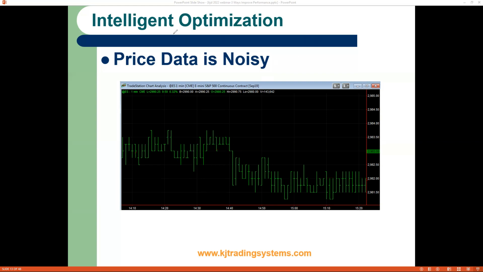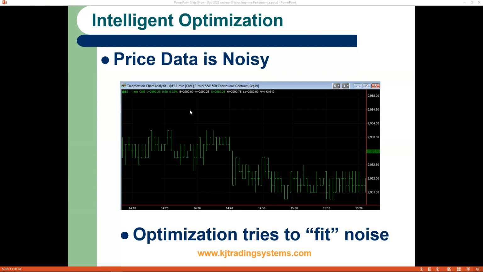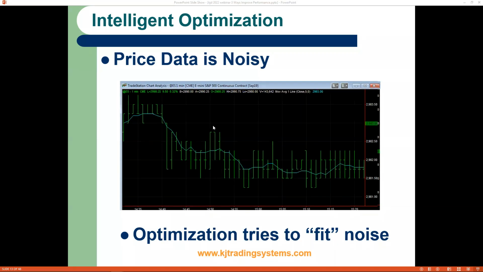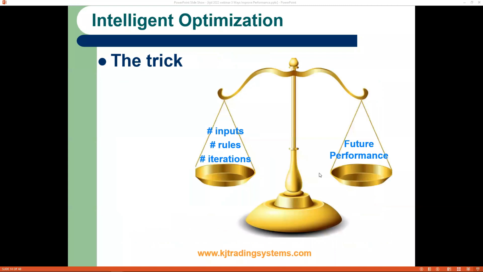So realize that price data is noisy. And that's when optimization tries to fit to the noise, and it causes a lot of problems. And there's a good example. This is some kind of moving average where I just kind of fit it to it. And it looks like it's a good fit, but hey, if you're fitting to noise, you got to watch out.